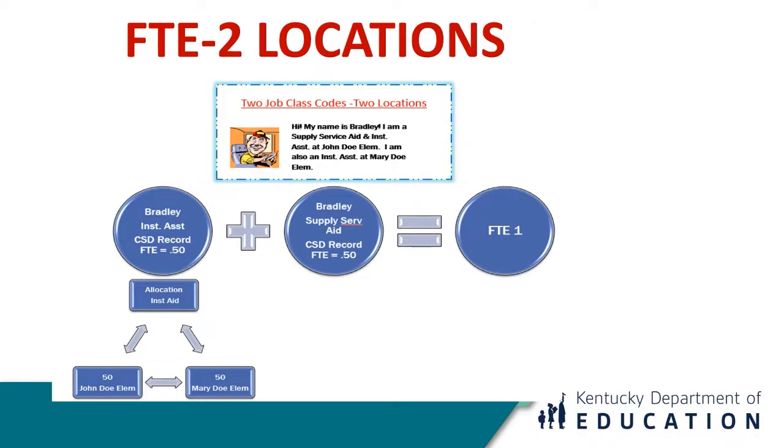So here we've added that one of these jobs he does at two different locations. So this is going to affect FTE, but it's also going to affect allocation. As we can see, Bradley is the instructional assistant at two different locations. So his allocation is going to break down to 50 at John Doe Elementary and Mary Doe Elementary. His FTE is going to remain the same as 0.50 with each one of the positions that he serves for a total of 1 FTE.